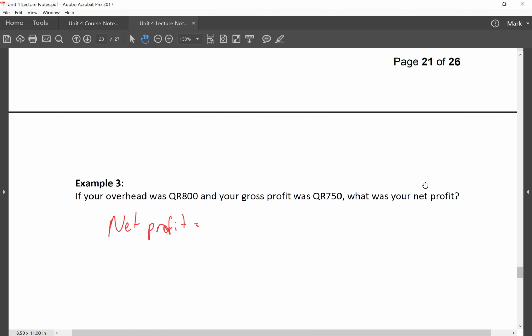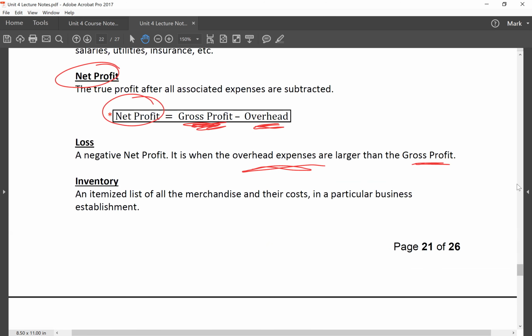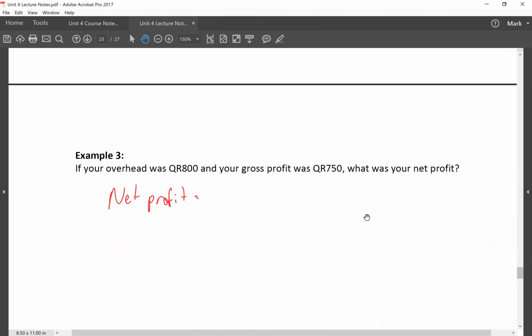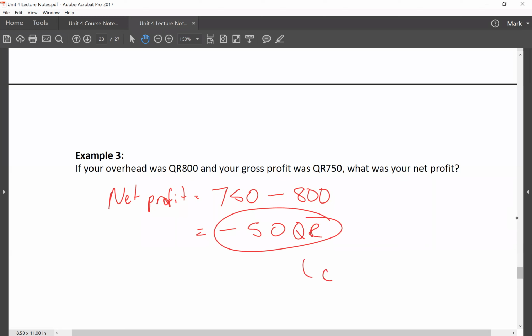Oh, and the formula I'm using is this one. All of this is in your formula sheet. You don't have to memorize it, but the net profit is your gross profit. So I made 750 reals. I spent 800 on overhead. That would be negative 50 reals. This is what we would call a loss. Not good, right? Not good.